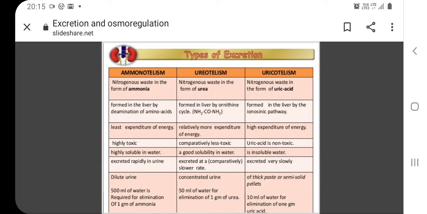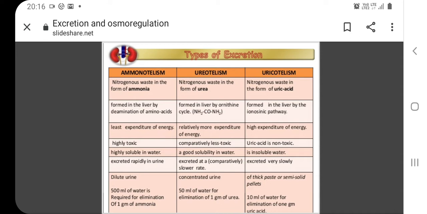There are various types of excretion like ammonotelism, ureotelism, and uricotelism. I have discussed these types of excretion briefly.